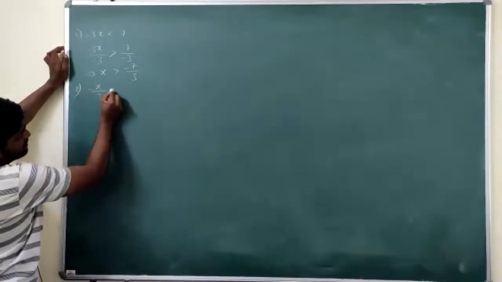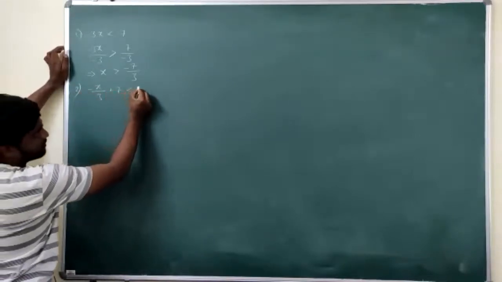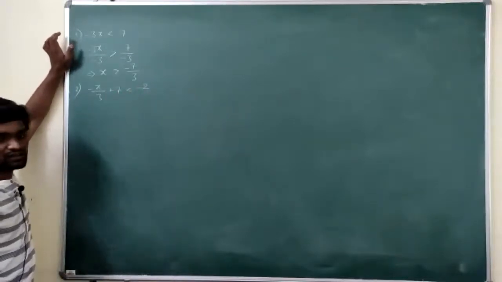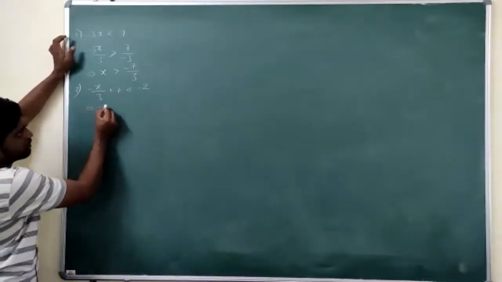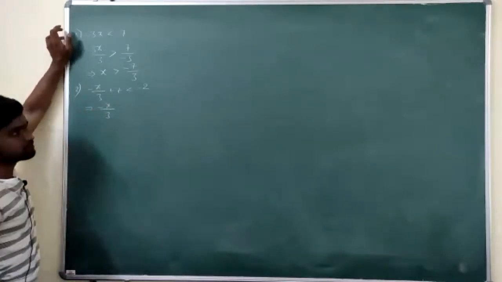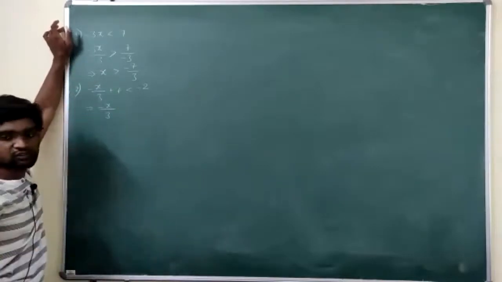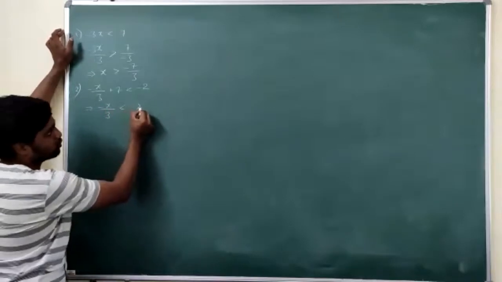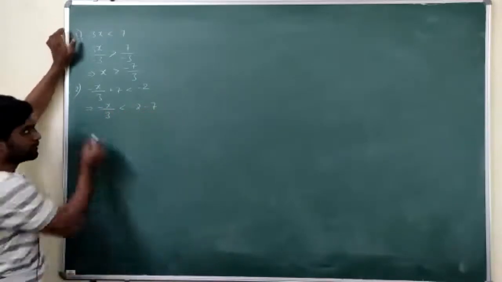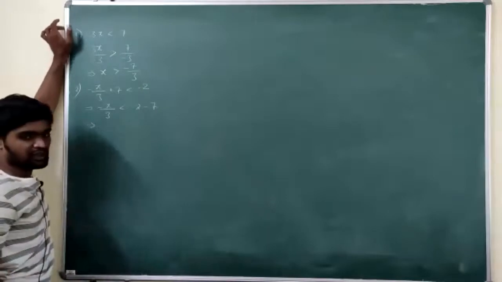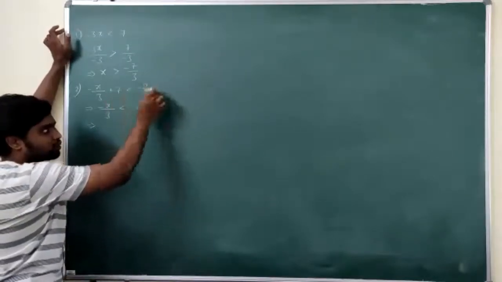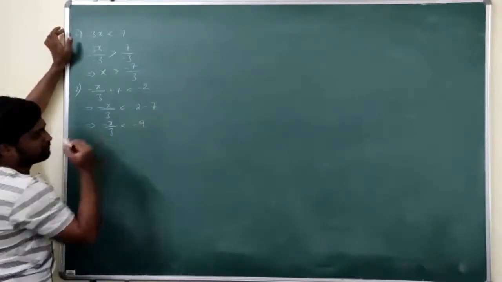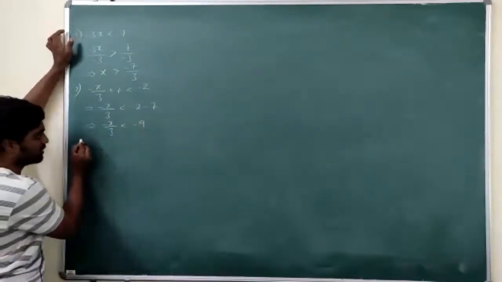Minus x by 3 plus 7 is less than minus 2. Now, minus x by 3, we are solving for x. Each and every question we are solving for x. So, minus x by 3 is less than minus 2 minus 7. Subtraction or addition doesn't make any difference. So, we have subtracted 7 on both sides. Minus x by 3 is less than minus 9.